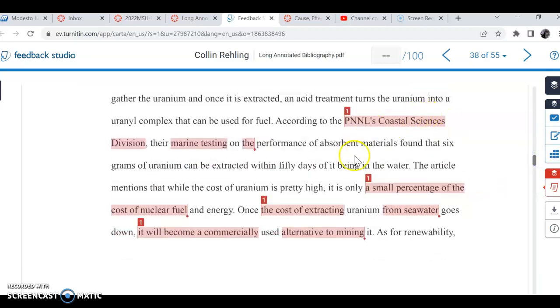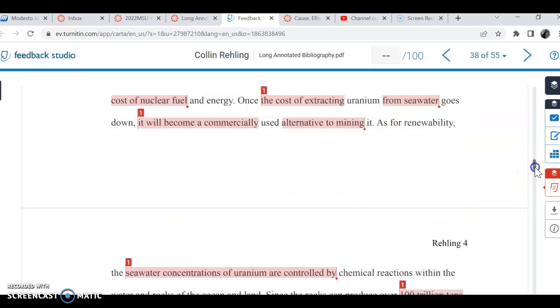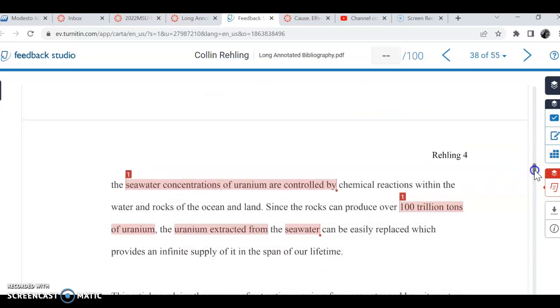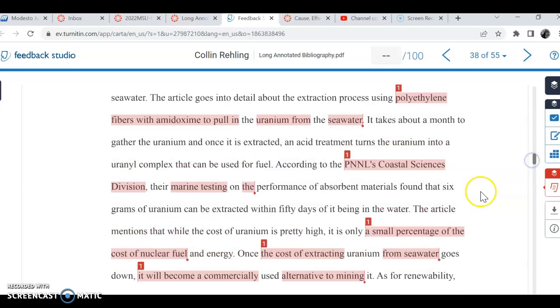And do the same with all of these sentences that are flagged. You need to restructure the sentences in order to get rid of the plagiarism.